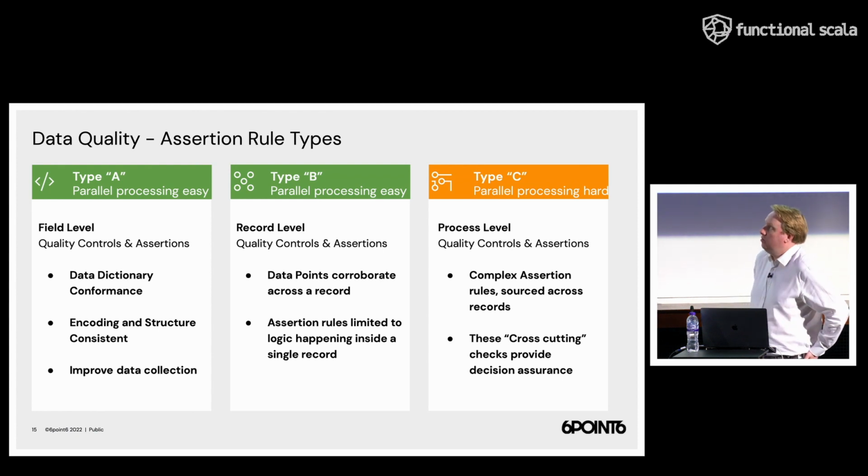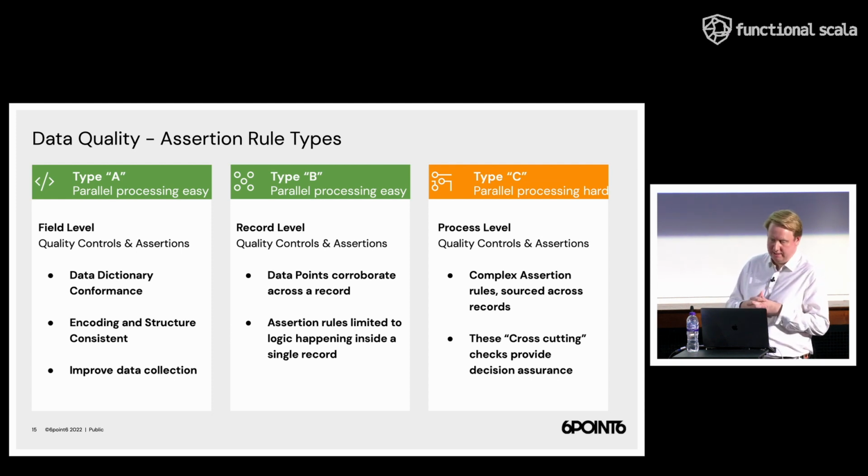So when we talk about data quality, we also talk about assertion rules, right? We could talk about these in different types. So a type A rule is one that works on a single field. So you take a single field, whatever that value is, and run a rule over it.